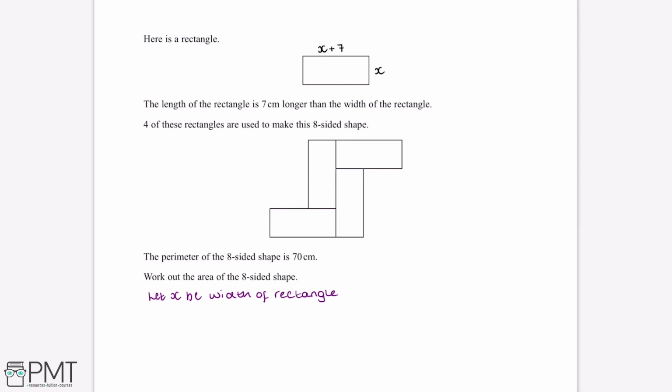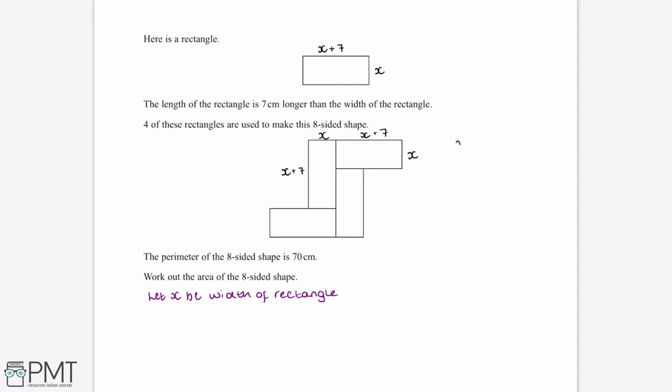So now what we can do is start labelling up the lengths of these sides on this shape. If we start with this side here, this is one of the lengths of the rectangle, so we can label this up as x plus 7. This shorter length here at the top is the width, so this is x centimetres. This length will be x plus 7 centimetres. This is another width, so this will be x centimetres. Now this side here is equal to one length of this rectangle minus one width of this rectangle.